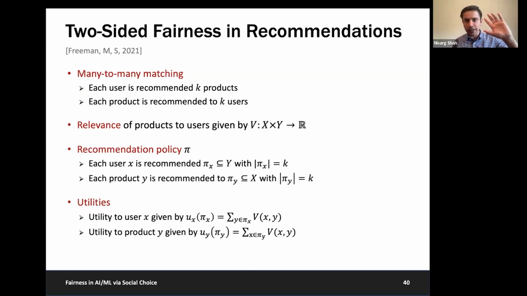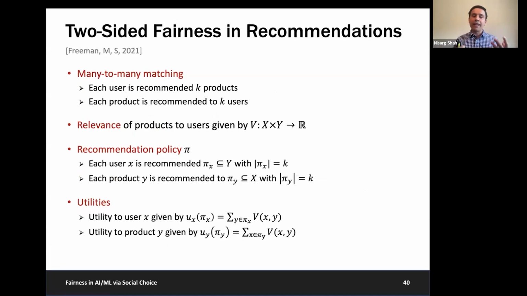Each user is recommended k products, except you don't really need this normalization here. So let's simplify that to just saying that the utility of the user is just the sum of the relevances of the k products that they are recommended. But then you also define the utility of a product Y as the sum of the relevances of all the users to which this product Y is recommended.